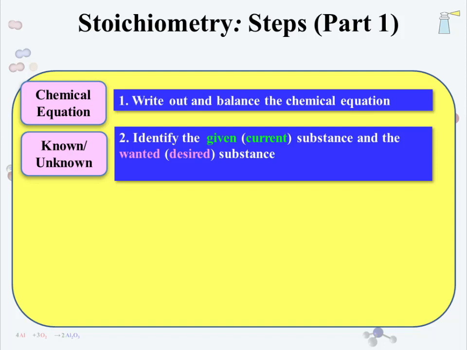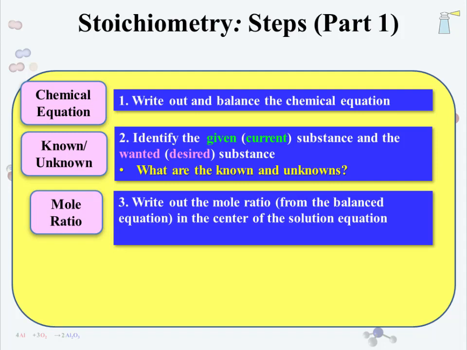Using the language of our general problem-solving procedure, what are the knowns and unknowns? The problem will provide amount information about one substance, known, and ask for amount information about another substance, unknown. With this information in hand, write out the mole ratio from the balanced equation in the center of the solution equation. Be sure the mole ratio is oriented so that the desired moles are in the numerator and the current moles are in the denominator.